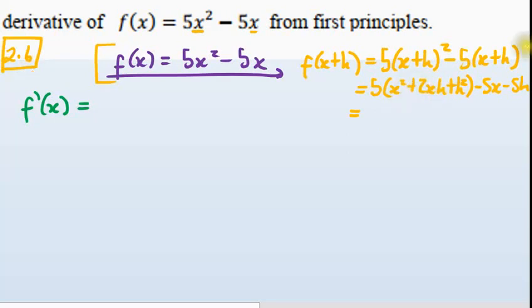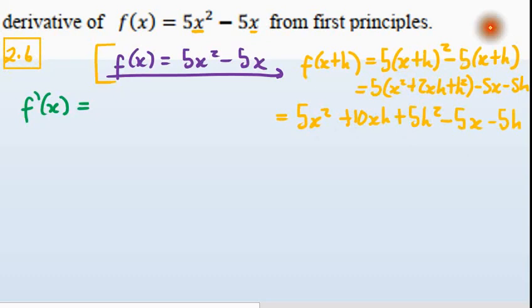And I'm going to have an answer of 5x squared plus 10xh plus 5h squared minus 5x minus 5h. Please respect the sign. You see how it went on to multiply? Both nicely, neatly done. And I can only end here, unfortunately.